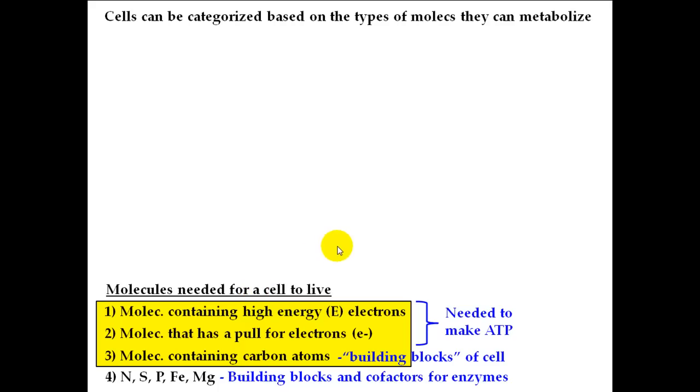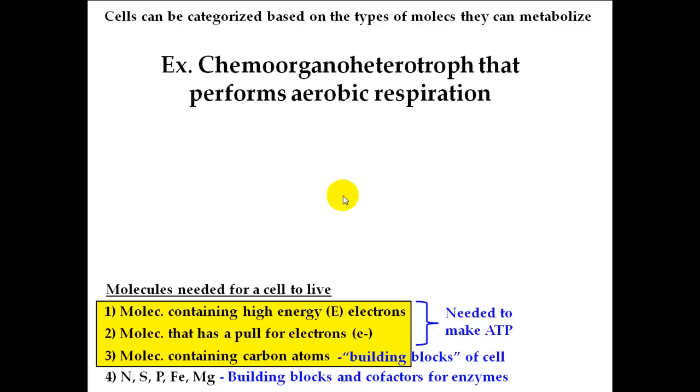So here's an example of what you could do. You could say that a cell is a chemoorganoheterotroph that performs aerobic respiration. You probably almost ran out of breath just listening to that, but if you break down this almost paragraph, it'll tell you exactly what the cell is doing. Chemoorganotroph means that this cell is using an organic molecule as its source of electrons. Respiration again means that this cell is using something inorganic as its electron acceptor. Aerobic tells you that specifically the inorganic thing it's using as its electron acceptor is oxygen.